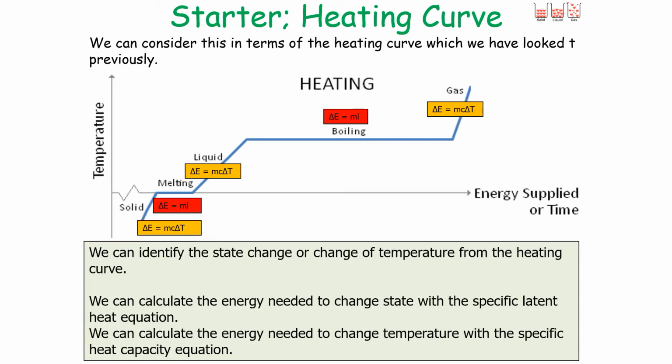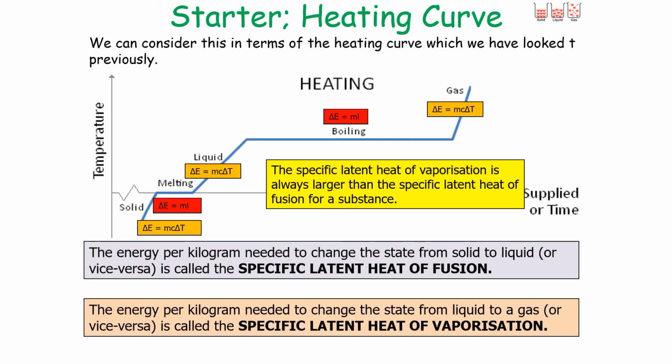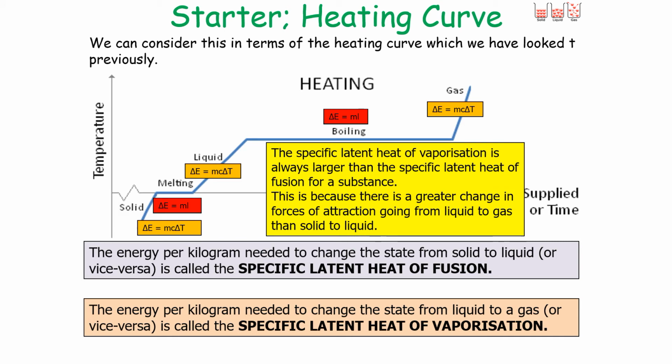Now as we said before, we can identify the state change or the change of temperature from a heating curve. Now remember, the energy per kilogram needed to change the state from a solid to a liquid is called the specific latent heat of fusion. The energy per kilogram needed to change the state from a liquid to a gas is called the specific latent heat of vaporization, and we know that the specific latent heat of vaporization is always larger than the specific latent heat of fusion for a substance, because there's a greater change in the forces of attraction going from a liquid to a gas than a solid to a liquid.